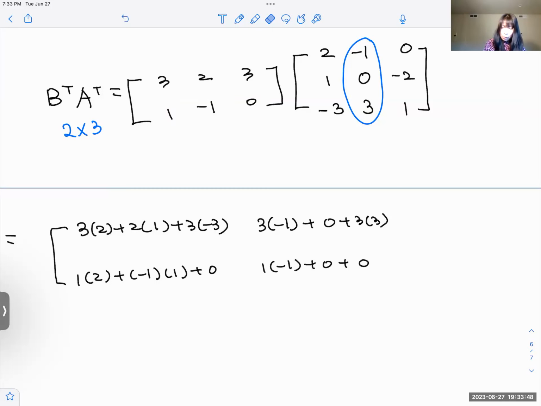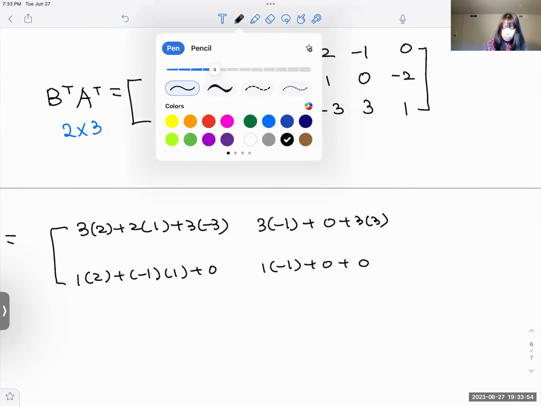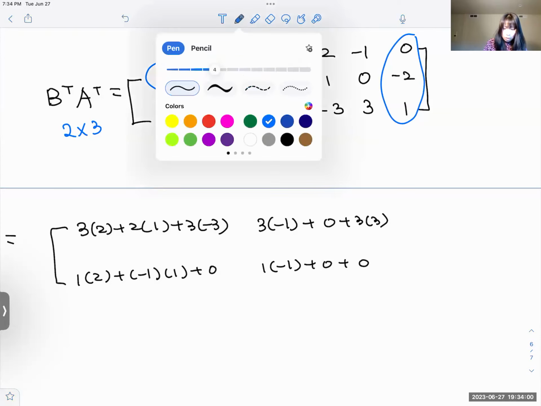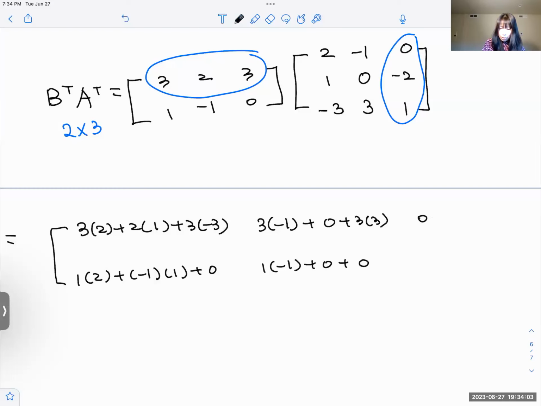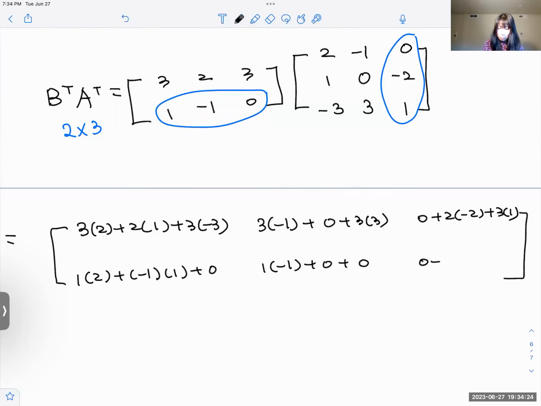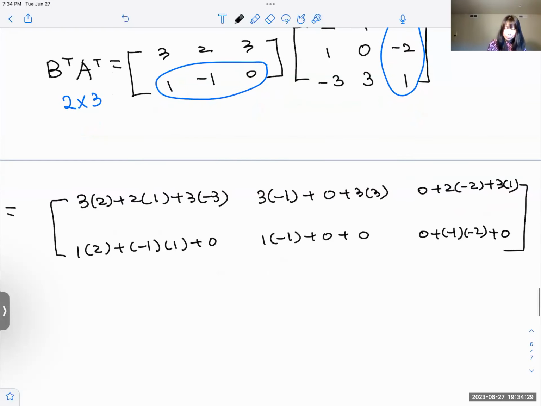Okay, we finished the second column. How about the third column? Now 0 plus 2 times negative 2 plus 3 times 1. Ready? Your turn. Don't go anywhere. And second row with the third column: 0 plus negative 1 times negative 2 plus 0. Okay, can you please calculate?